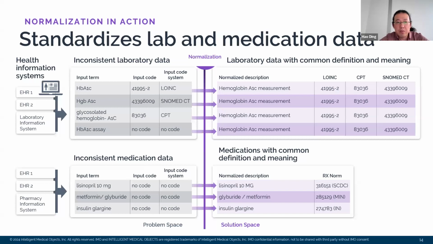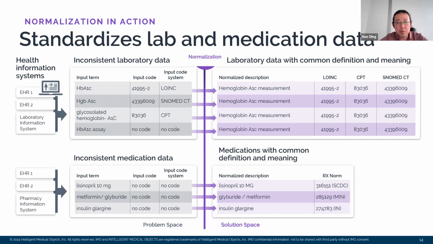Here are 2 more examples of normalization of clinical data in the lab and medication domains. I won't go into the details, but again, disparate terms and codes are normalized to IMO lexicals. In the first example, on the top half of the screen, which is hemoglobin A1C measurement, it could then be mapped to LOINC, CPT, and SNOMED-CT.